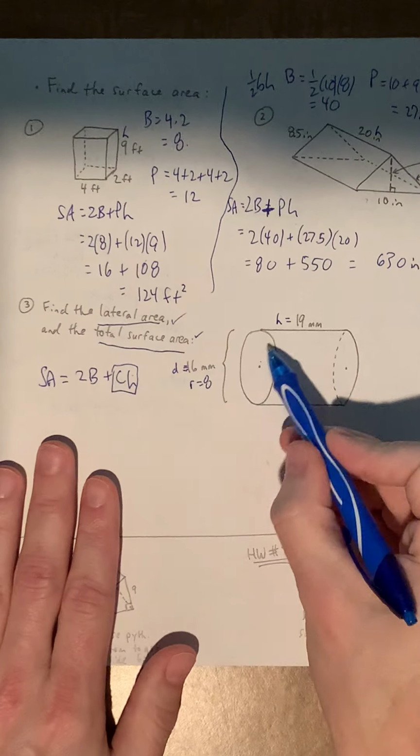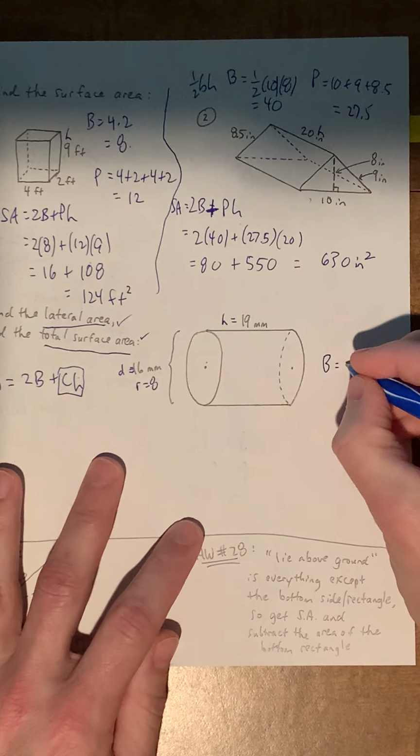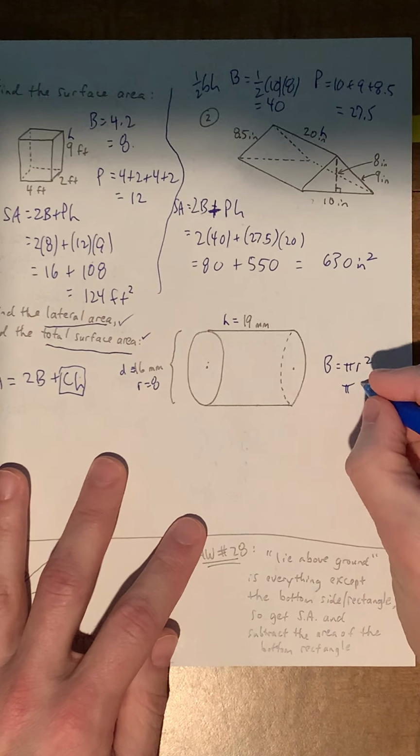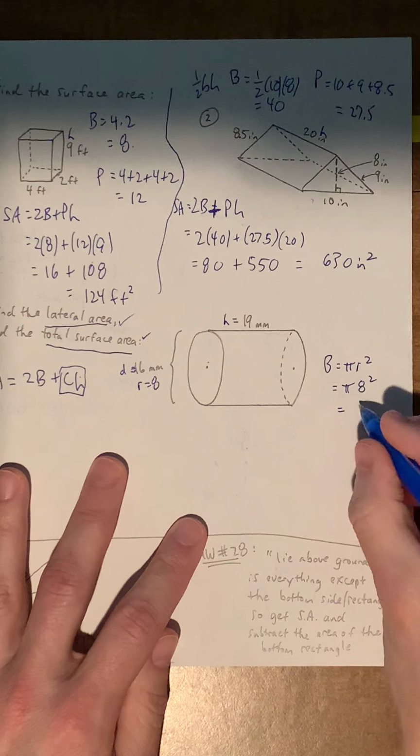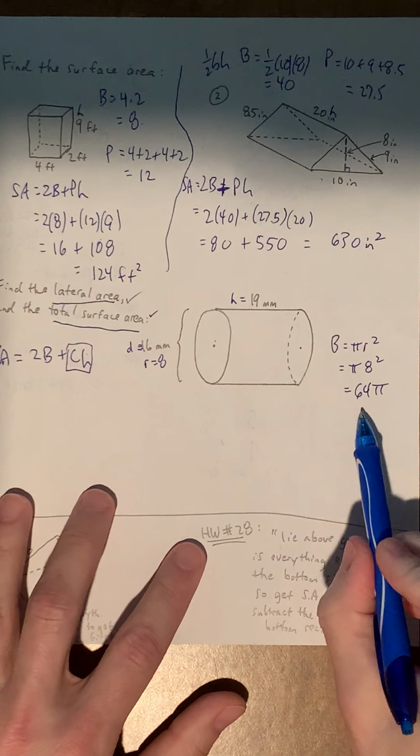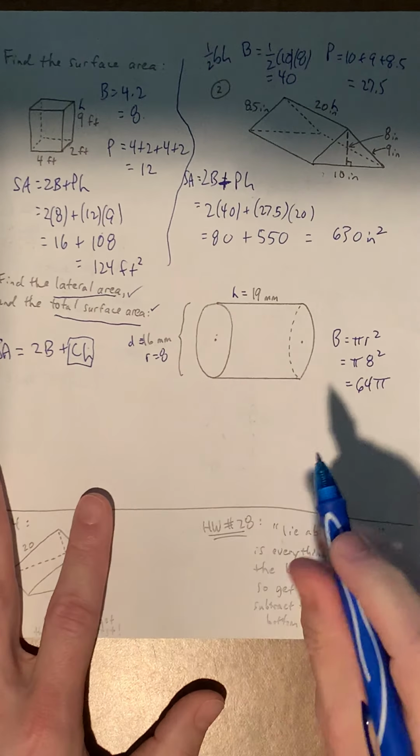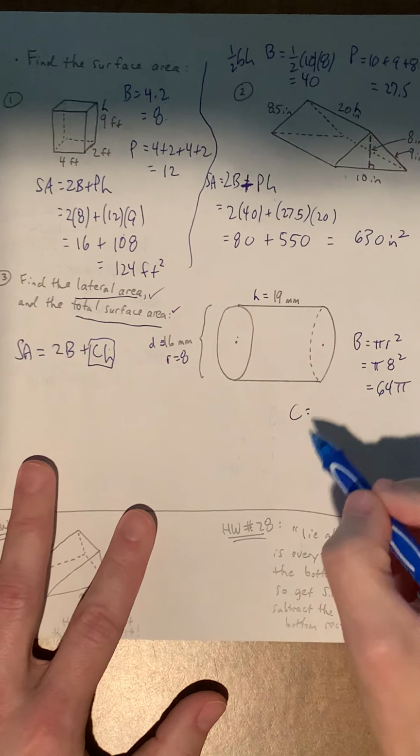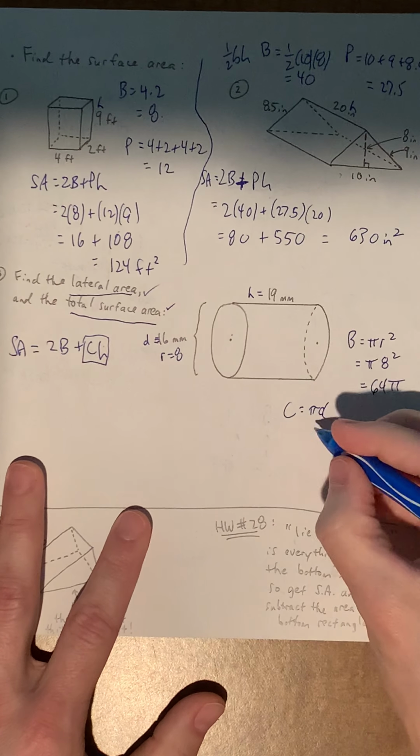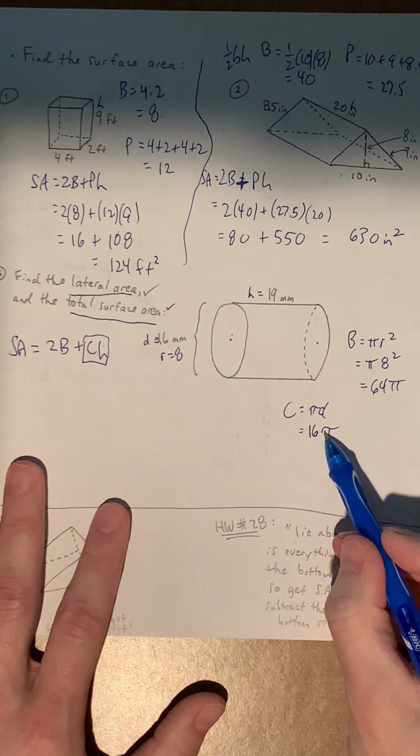We need capital B, which is the area of the circular base. So on the side here, we're going to go ahead and figure out that. Pi r squared. R is 8, radius of 8. So pi times 8 squared is 64 pi. For now, let's just keep it in terms of pi. If we need to approximate it later using 3.14, we can. All right, C for circumference. The circumference is pi times diameter. Diameter is 16. So that would be 16 pi for your circumference or C value.